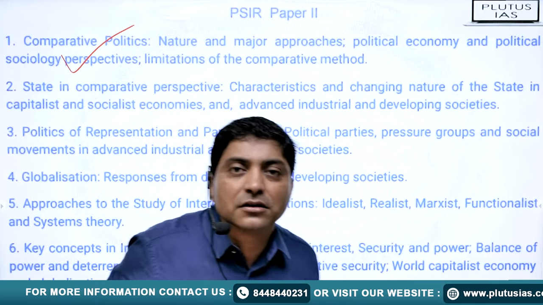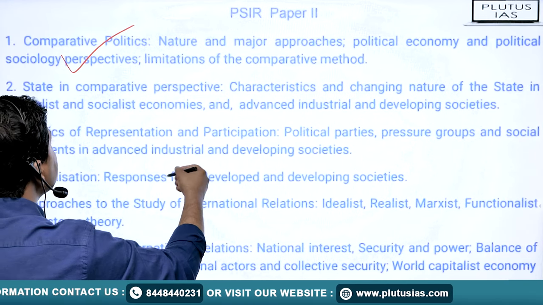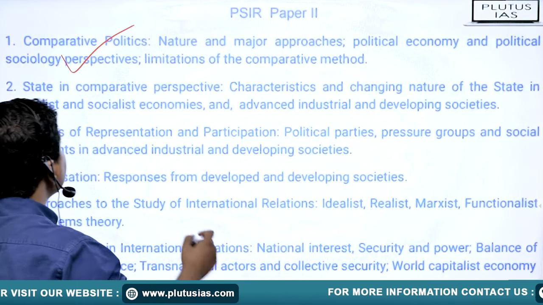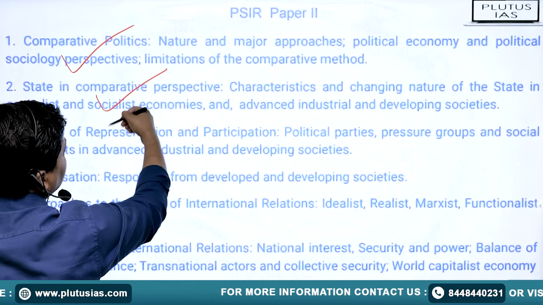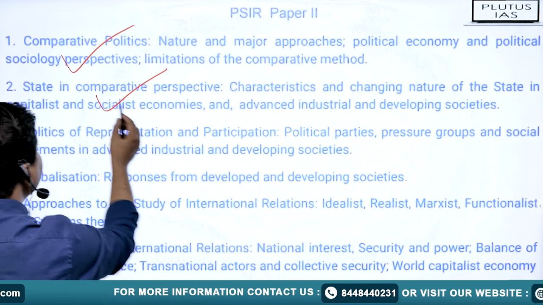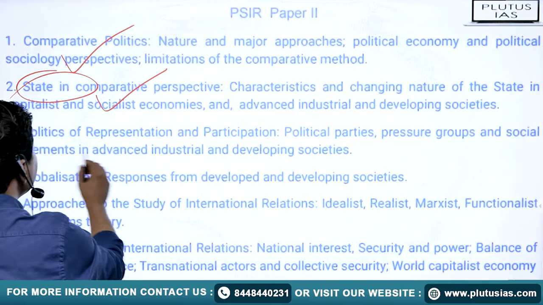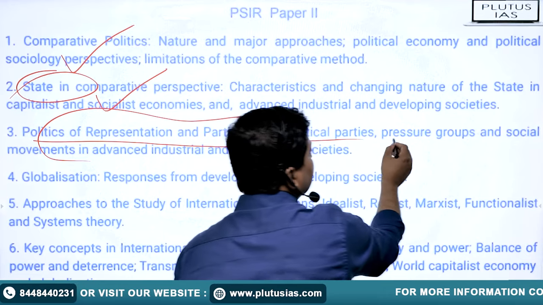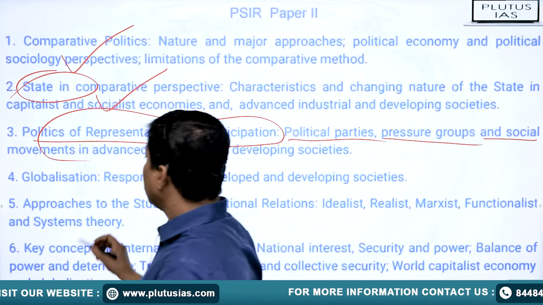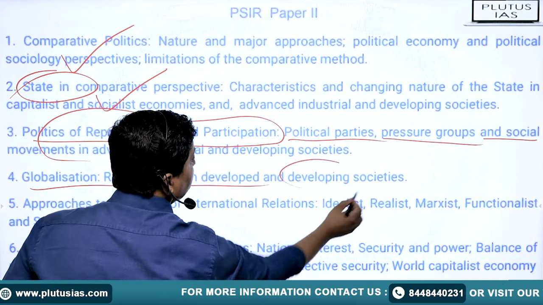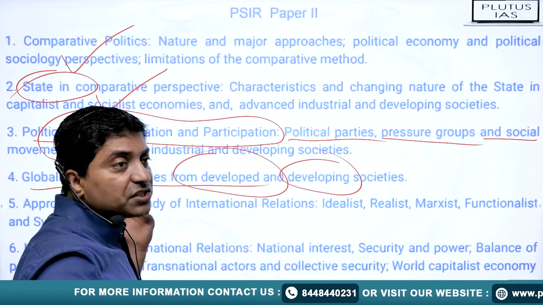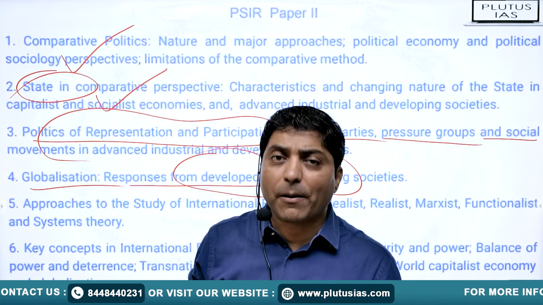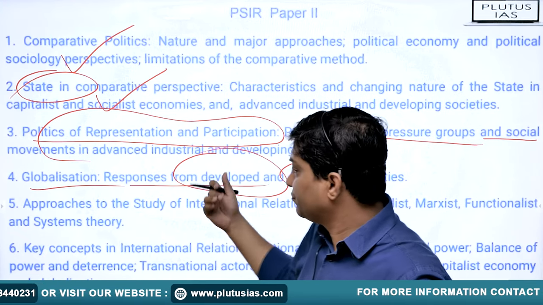Right, Indian executive and right. So in Indian comparative politics, we study the methods to study comparative politics, and then we talk about a state, which overlaps with paper one. A state we'll study there, a state we study here also. Then politics of representation and participation is overlapping, like political parties, pressure groups, we'll discuss there. Then globalization, the response from developing and developed nations, we will study in paper 1 also. So paper 1 has many topics which overlap with paper 2.